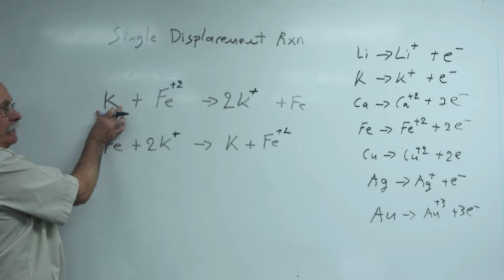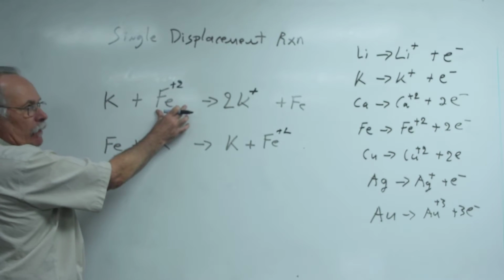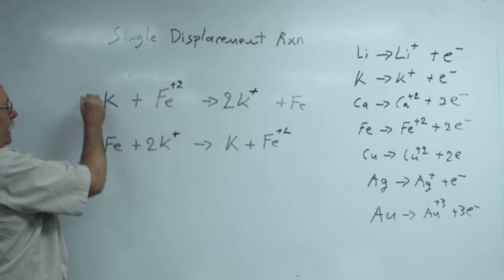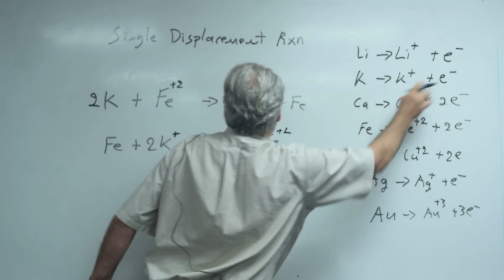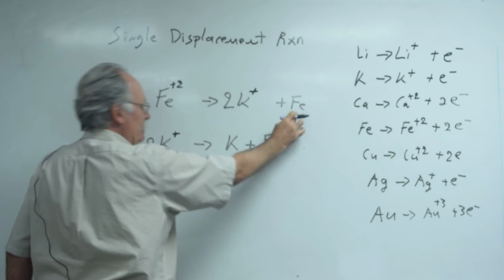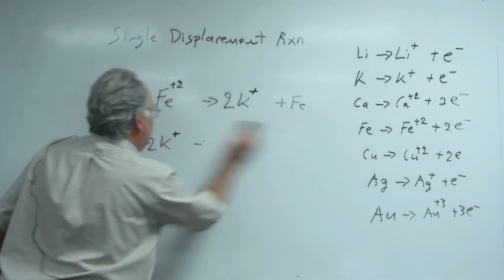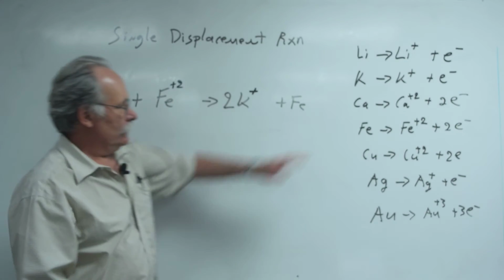The potassium is giving electrons to the iron, and actually it requires two potassiums because each potassium gives one electron, forming 2K+ and iron. So the top equation is the spontaneous equation.